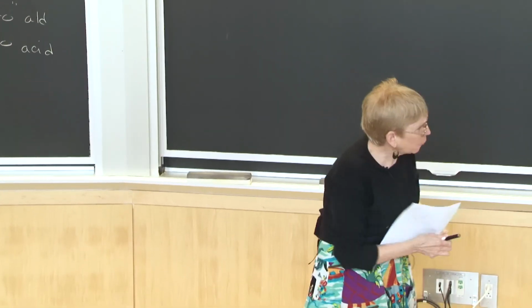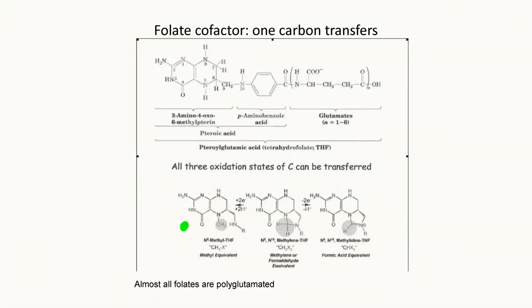So, okay, how does this work? We have this oxidation state, and we'll see that this can ring open. And so this would be the aldehyde state, and this can hydrolyze, and that would be the acid state. Okay, so I'm going to walk you through where those different states came from. So methyl state, aldehyde state, acid state.